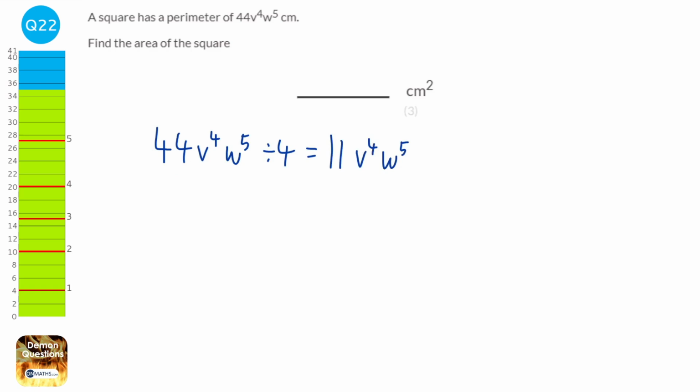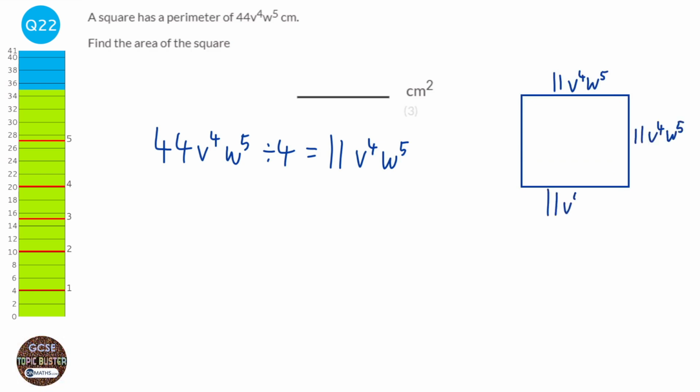Some people will try and do something with the v to the power 4 w to the power 5, but if you think about it, if I just draw out my square, if it's 11v to the power 4 w to the power 5 all the way around, when you add, you don't add the v to the power 4 w to the power 5, it's just going to be 11 lots, another 11 lot, another lot of 11, and another lot of 11.